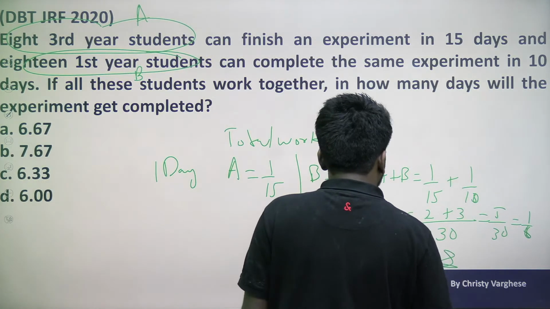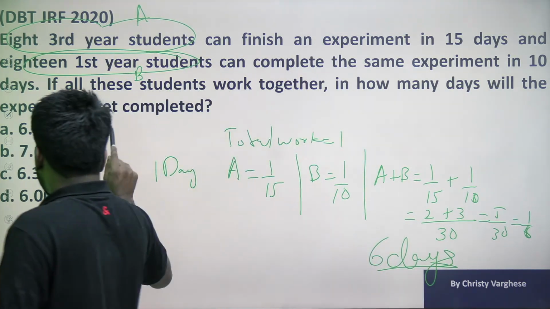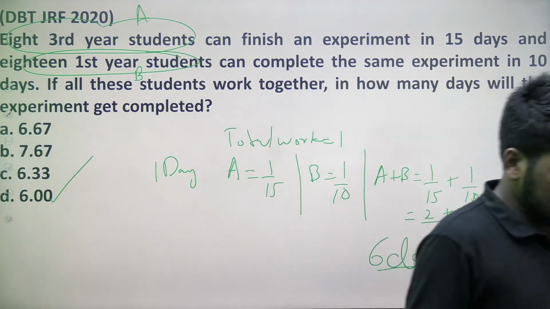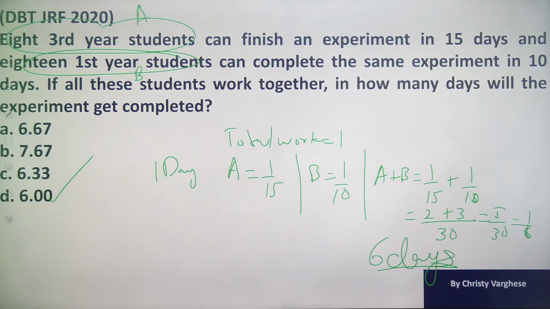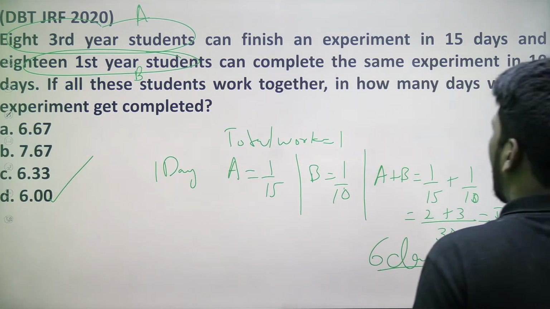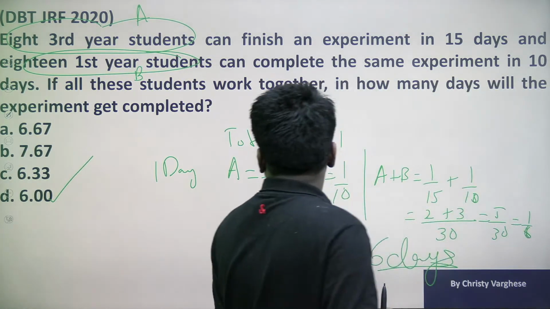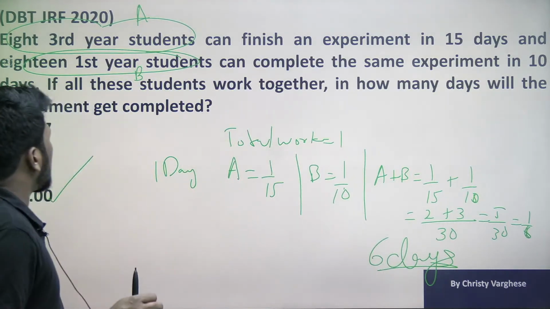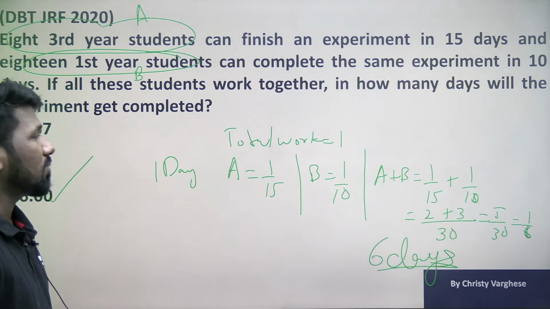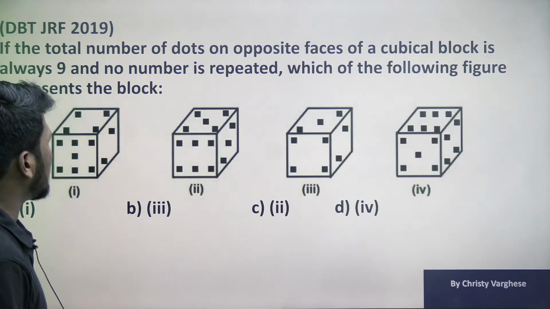Are you all understanding this? So option D, 6.00 or 6, is the answer. Very simple, right? As I told you, 8 and 18 are just given to confuse you. They have no relevance in the final answer. They would have relevance if one third year student and one first year student were working together and we asked how much work they would complete. If that kind of question is asked, then it will be relevant.